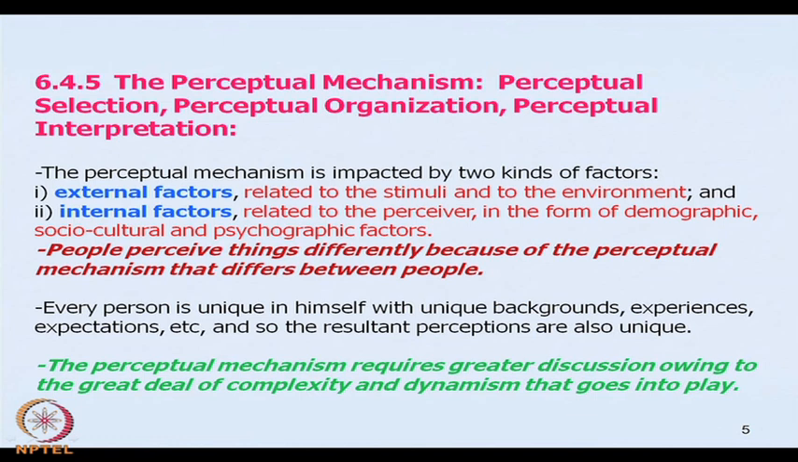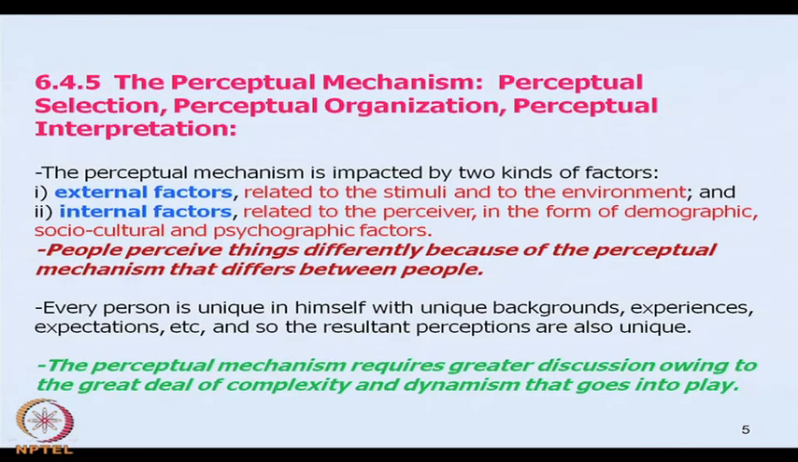But before we do that, I would just like to repeat here that the perceptual mechanism is affected by two kinds of factors: factors internal and related to the perceiver, and factors external and related to the stimuli. Now, both of these factors not only have an impact on perceptual selection, but they will also have an impact on perceptual organization and interpretation. So that's the reason why I am repeating that there are these two factors which have an impact not only on selectivity, but also organization and interpretation as well.